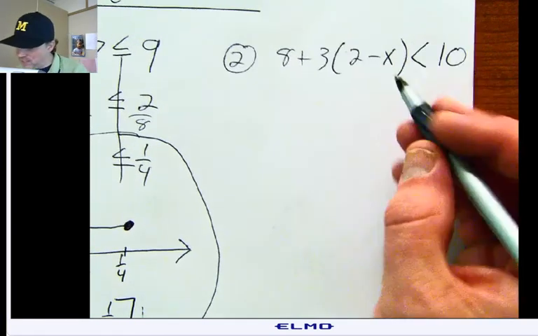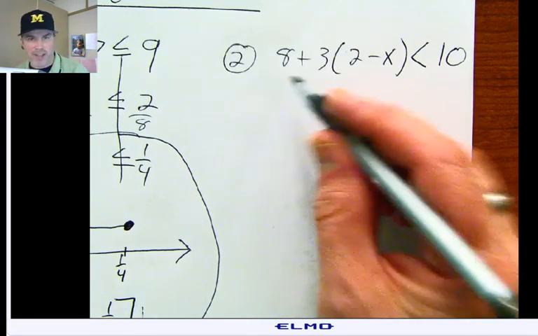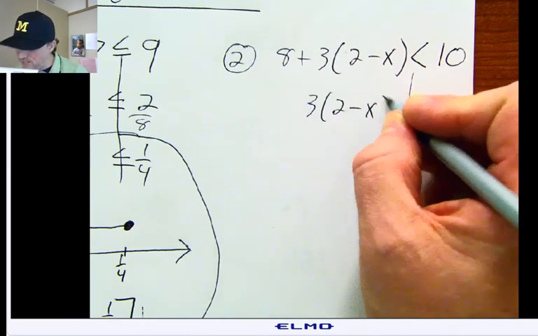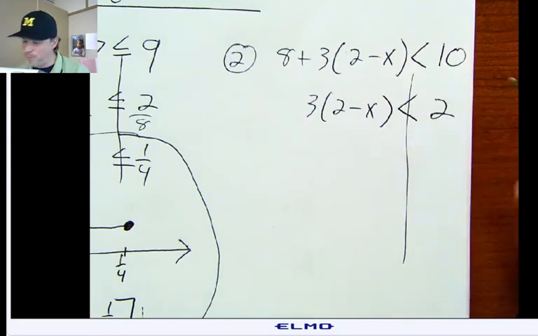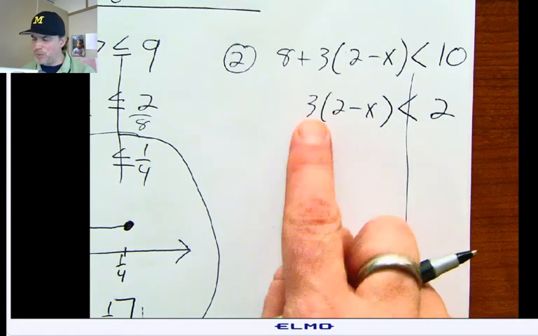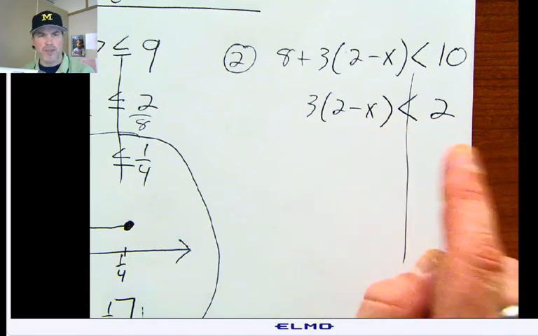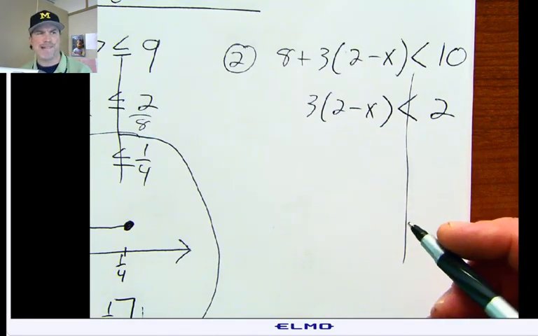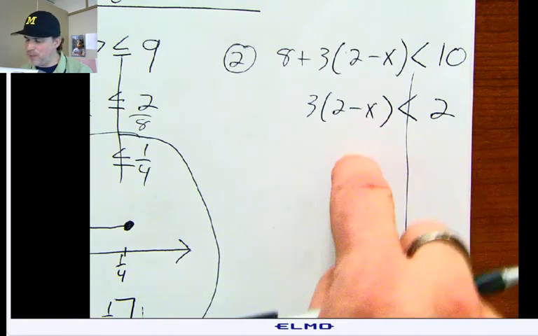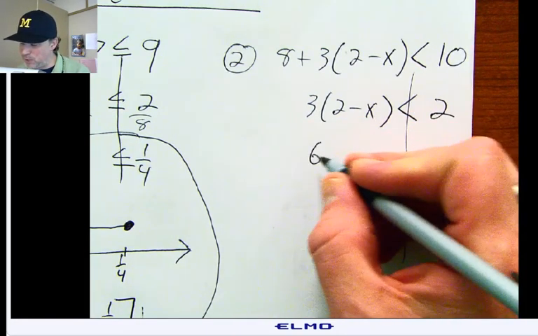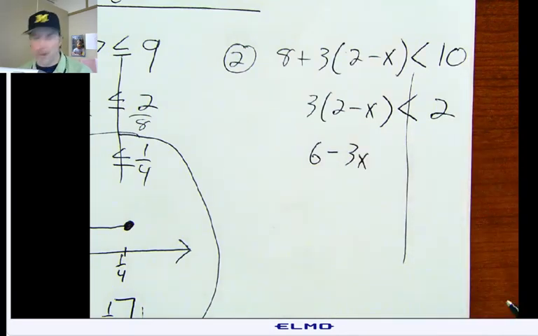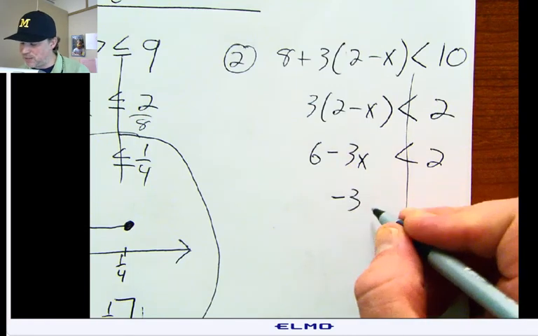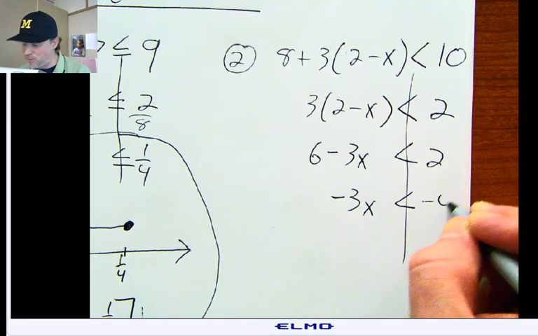All right, number 2. I would first subtract 8 from both sides, and that would give me 3 times 2 minus x is less than 2. I could either distribute the 3 or I could divide both sides by 3. I'm going to choose to divide both sides. No, wait, it doesn't matter. For the scope of this problem, I'm actually going to distribute the 3. So if I get 6 minus 3x less than 2, then I subtract 6 from both sides, so I have negative 3x is less than negative 4.